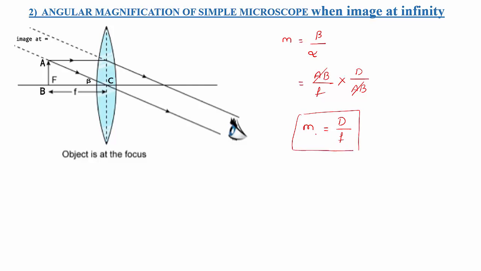This is the angular magnification of a simple microscope when the image is formed at infinity. Remember, m indicates angular magnification, D indicates the least distance of distinct vision, or simply we can say the near point, and F is the focal length. So m equals D divided by F. This is the angular magnification of a simple microscope when the image is formed at infinity.